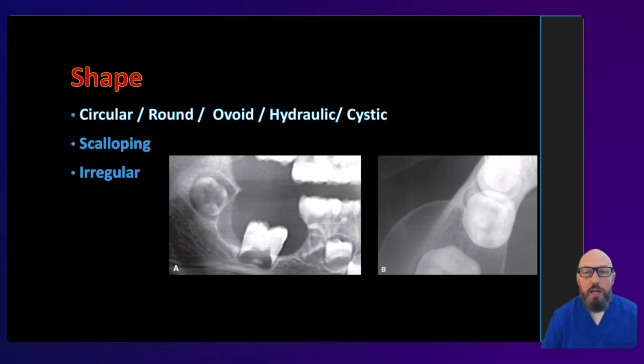All right, and what about shape? Well, several synonyms here: circular, round, ovoid, hydraulic, cystic. These are all descriptions of things with smooth borders that are round and curve continuously. Hydraulic and cystic are even more descriptive, more specific. When you see a lesion that looks like a water balloon, where the border kind of bulges out and adapts to whatever surrounding structure it touches, that's hydraulic. The example here is a dentigerous cyst.